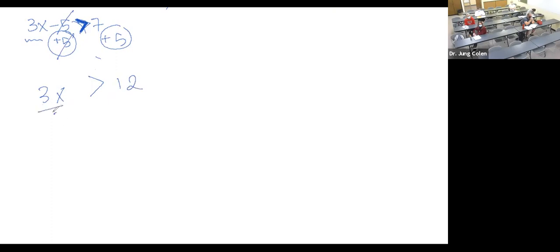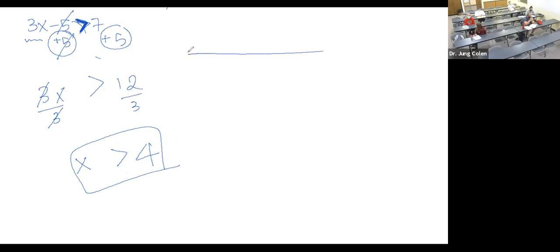Oh, why? Exactly, because we are solving for x, not 3x, right? Did you get the same thing? Yeah, awesome. So when you're dividing by the same positive number, it doesn't change either, right? The balance beam doesn't change. So it's gonna be x, and 12 divided by 3 is 4. So x is, can anybody read this for me? X is greater than 4.